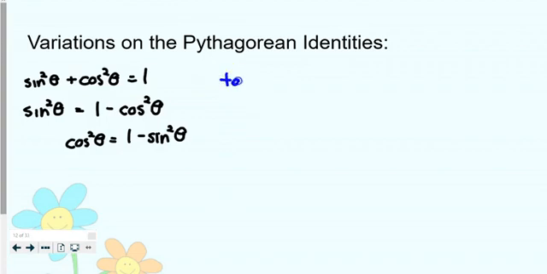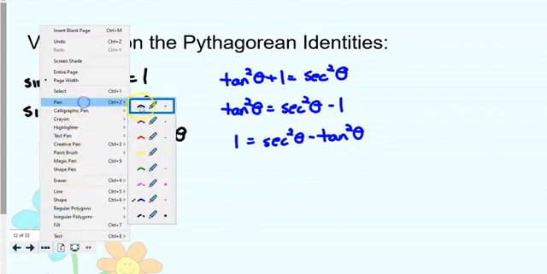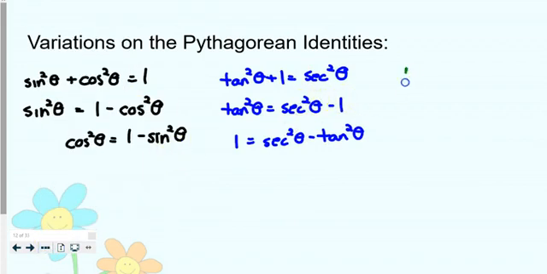Our second identity was tangent squared theta plus 1 equals secant squared theta. So we could subtract 1, and we could have tangent squared theta equals secant squared theta minus 1. Or we could have 1 equals secant squared theta minus tangent squared theta. And these are all just variations. They're all equivalent to each other. And we could do the same thing with our last identity, which is 1 plus cotangent squared theta equals cosecant squared theta.